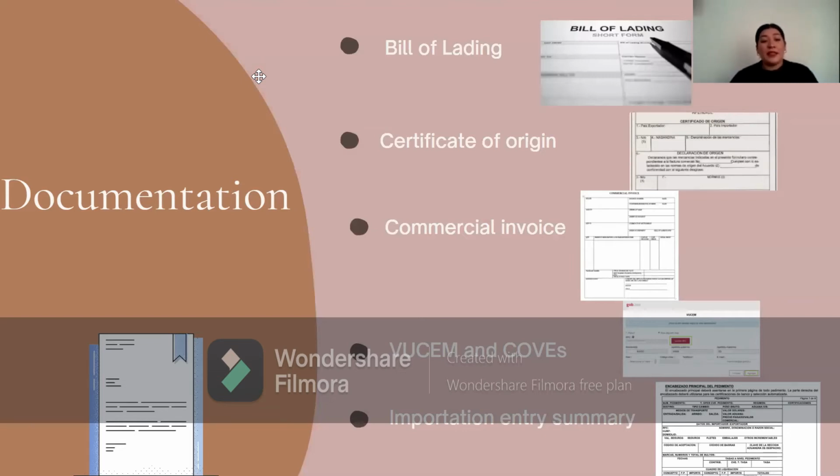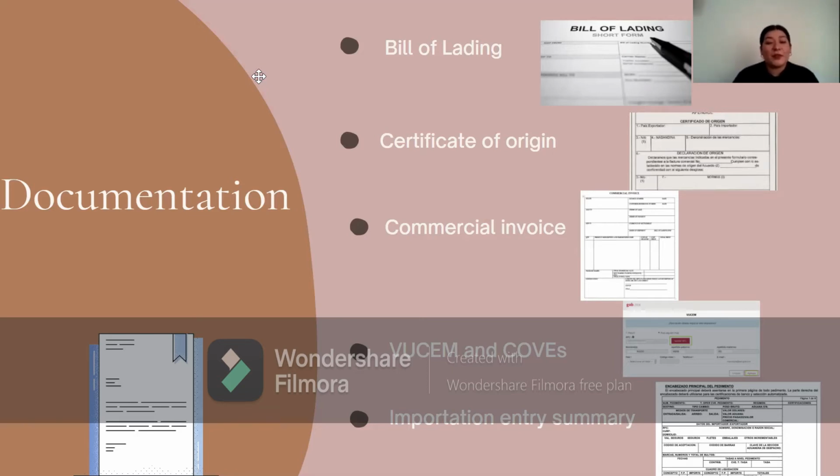Okay, now we have the bill of lading. This is the BL, and it is a document that the freight forwarder at the origin issues, and it's going to be delivered to the supplier. This helps us to know the ship that our merchandise is going to be transported in. Then we have the certificate of origin. This is the document that helps us to prove the origin of the merchandise that we are trying to enter into our country.